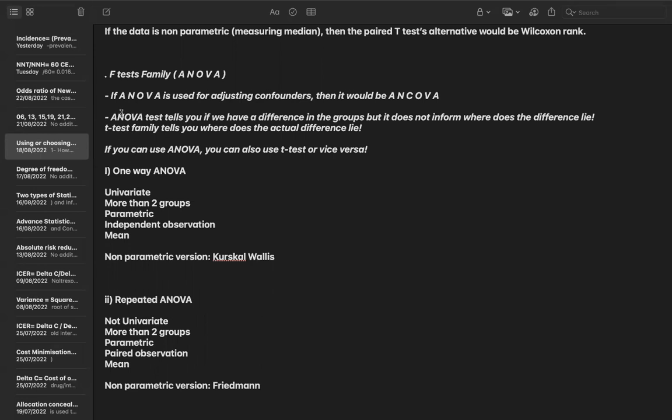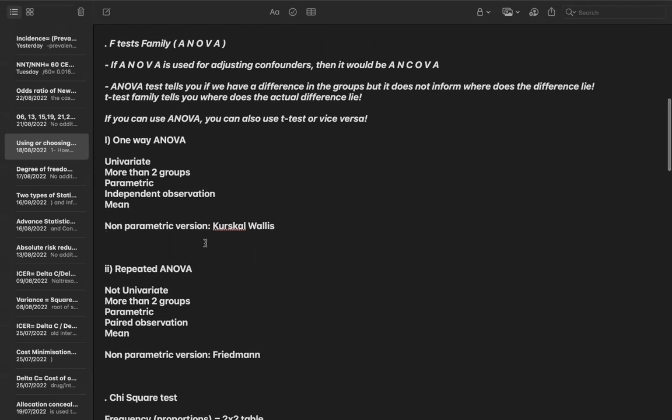ANOVA would tell you if you have a difference in the group, but it will not tell you about the actual position of the difference, and the t-test family will tell you about the actual difference. Now, if you can use ANOVA, you can also use t-test or vice versa. This line is very important because we do have an MCQ regarding this line. Now, how many tests do we have in the ANOVA or F-test family?